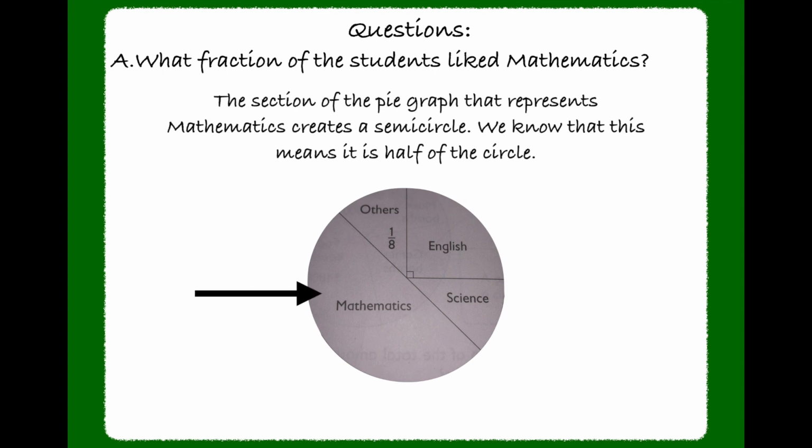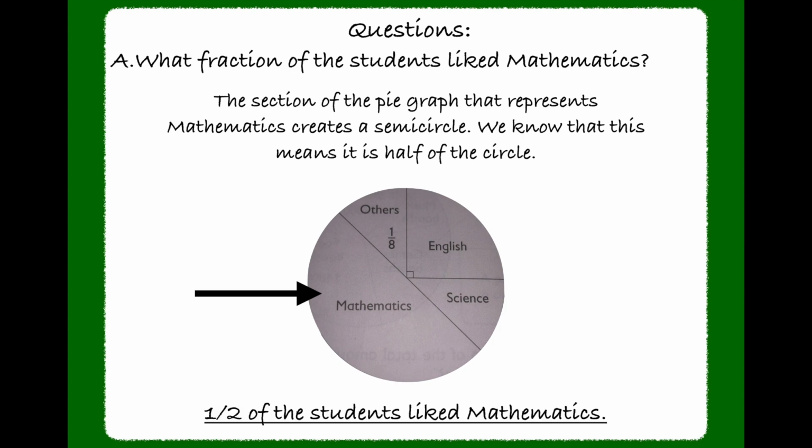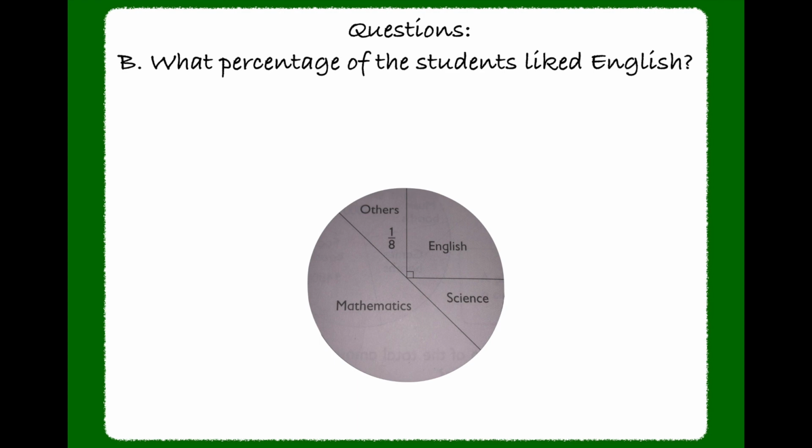The section of the pie graph that represents mathematics creates a semicircle. We know that this means it is half of the circle. Half of the students liked mathematics.